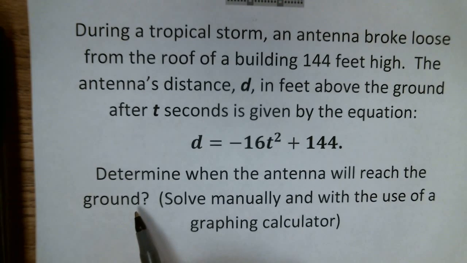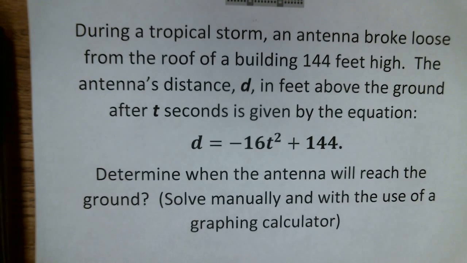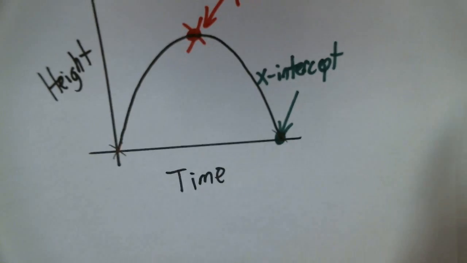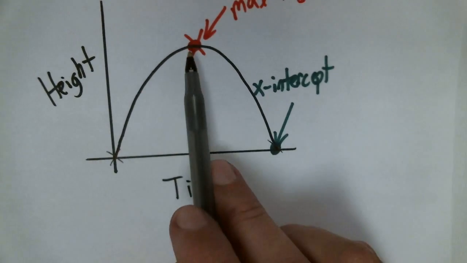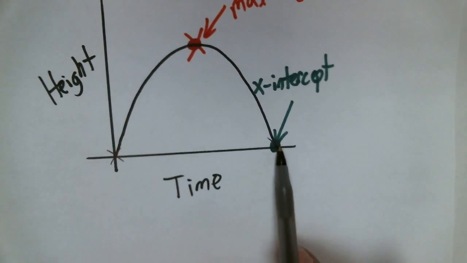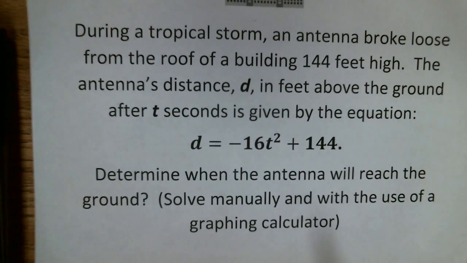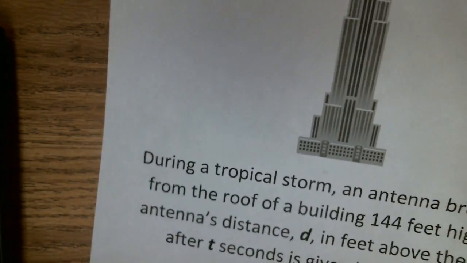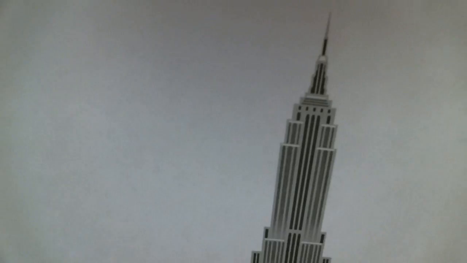When I see the word ground, I'm already thinking to myself, okay, ground. I'm hitting the ground. It can't be the vertex because that's up high somewhere. Ground. I need to find the x-intercept. Okay. All right. I'm not going to do the manual version anymore for these last couple of problems. I'm just going to kind of show you guys how to do it on the graphing calculator.